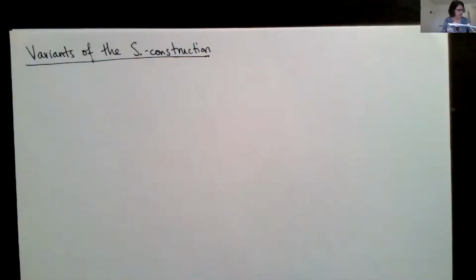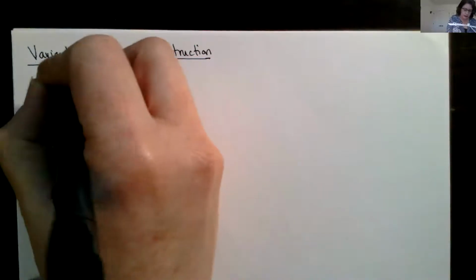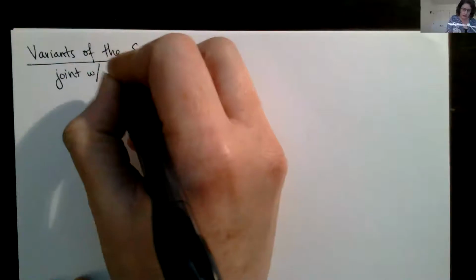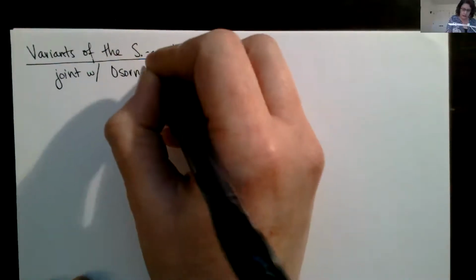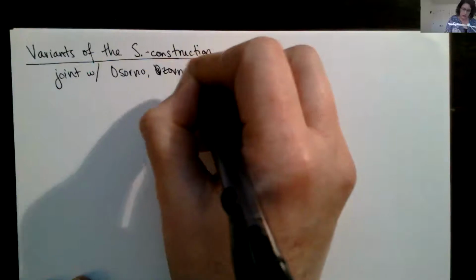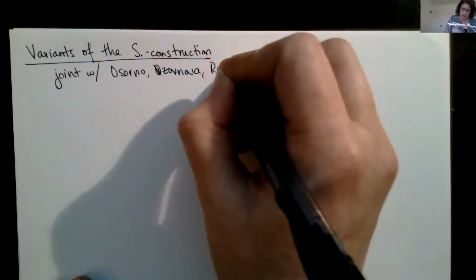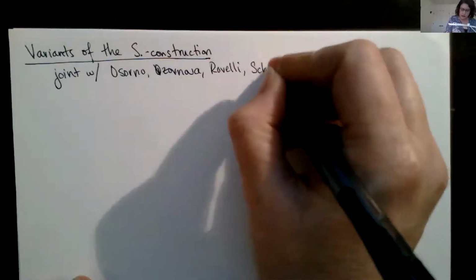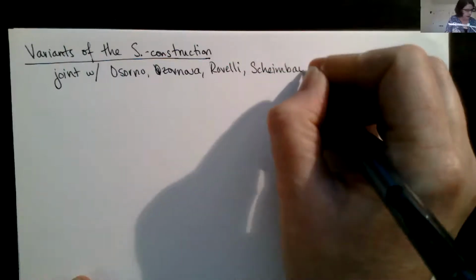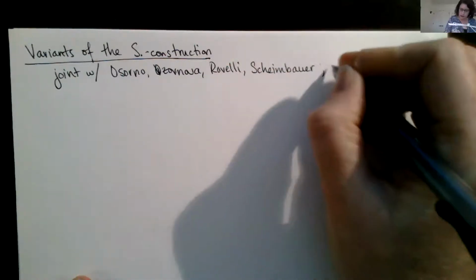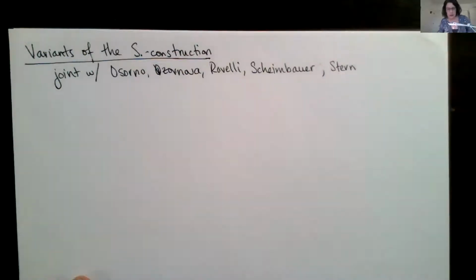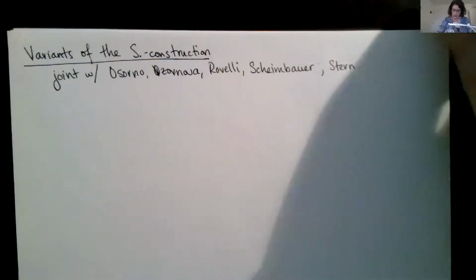So I'm going to, after some background, talk about two different projects. The first project is joint work with Angelica Osorno, Victoria Ozornova, Martina Rovelli, and Claudia Scheimbauer. And then the last, very much work in progress project that I'm going to talk about at the end is with Walker Stern.